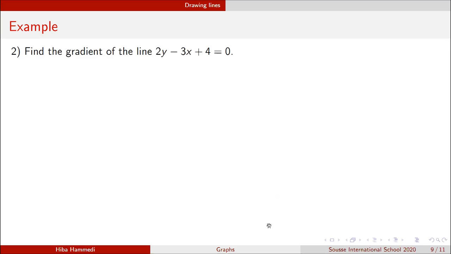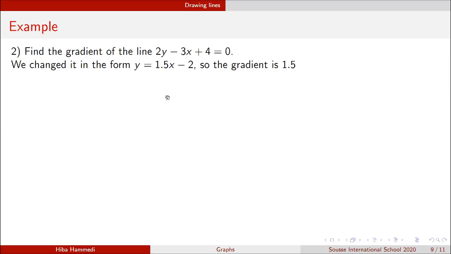Now, they ask you to find the gradient of the line 2y minus 3x plus 4. So to find the gradient, I'm not using this form. I will use the other form, this one. So I have y is equal to 1.5x minus 2. So the coefficient in front of x is the gradient. So the gradient of this line is equal to 1.5, okay? And the last question asks you to draw the line 2y minus 3x plus 4.